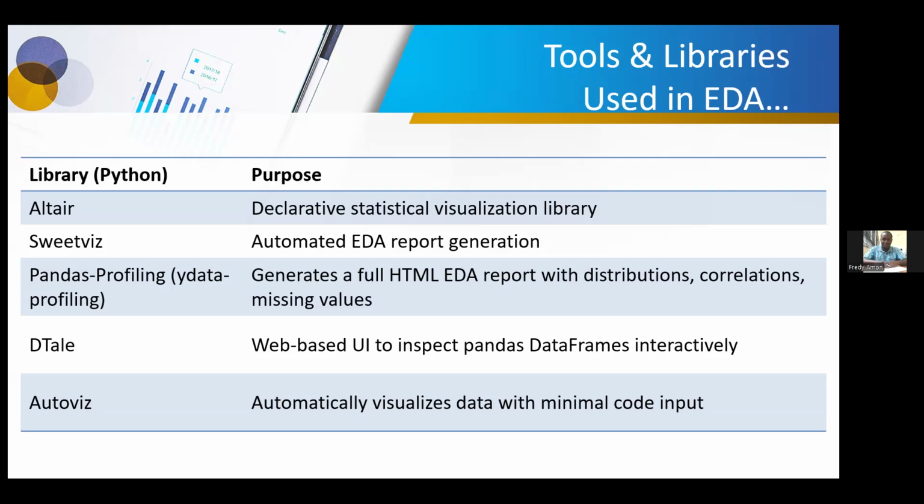So all these are libraries which are almost automating the exploratory data analysis. And then AutoViz, which automatically visualizes data with minimal code input. So when we say exploratory data analysis, yes, we still have code at some point because you need to be able to understand the data. We are exploring the data set. If you are exploring the data set, at some point you will require code. And the code will be involved just to explore the data set.